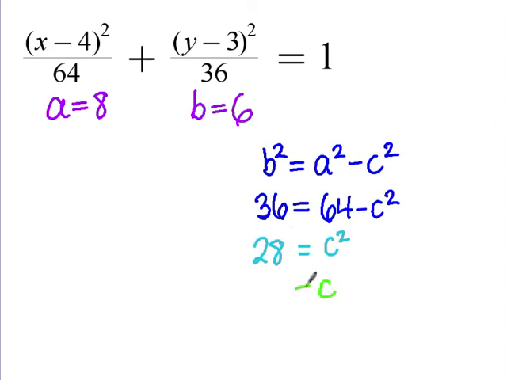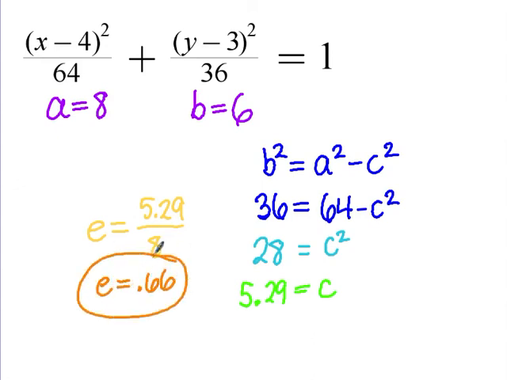So now let's take the square root of 28. And what do we get C to equal? 5.4, 5 point what? 5.47. 5.29. Okay. So now eccentricity is going to be C over A. So 5.29 divided by 8. What does that come out to be? So 0.66. And there you go.